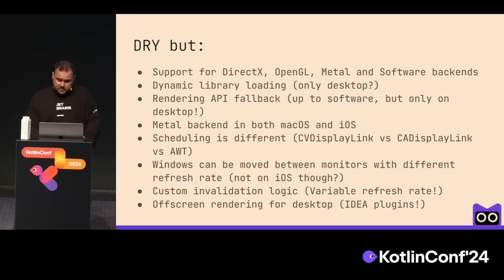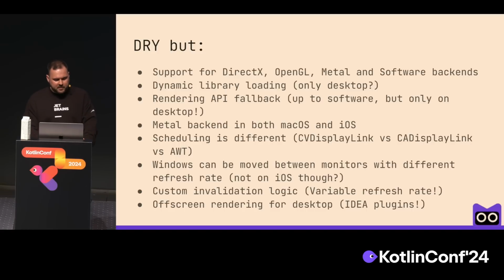So we didn't repeat ourselves, but if you ask me how the render code looks, we had to support DirectX, OpenGL, Metal, and software backends. We also support dynamic library loading, but only on desktop. And there is also a rendering API fallback, so we can try to render something, and if it fails, we can try something else and fall back to software in the end. But it only works on desktop, though.